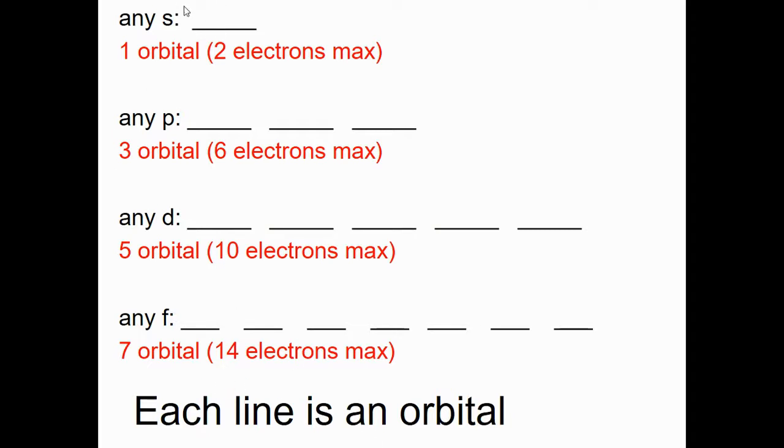Okay. You may sometimes see, instead of lines, squares. If you see 1 square by itself, it's an S. If you see 3 squares right next to each other, those are P's. 5 squares next to each other, those are D's. 7 squares next to each other, those are F's.